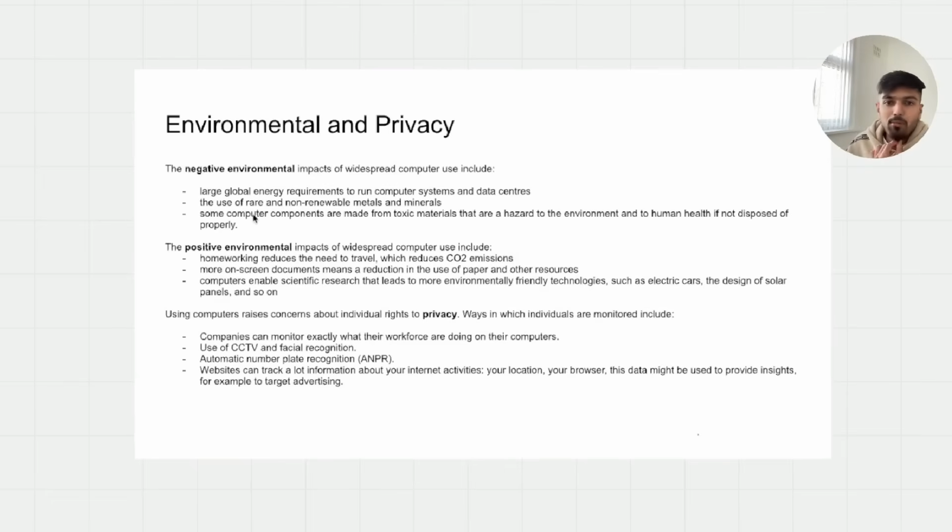Environmental issues can be separated into two, negative ones and positive ones. Negative ones are like e-waste and using non-renewable metals and materials and using some toxic materials. Positive ones are that like introducing home working, work from home, which reduces the CO2 emission. More on-screen documents like PDF ones reduce the use of paper and other resources.